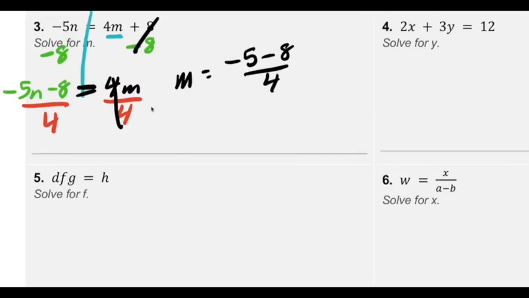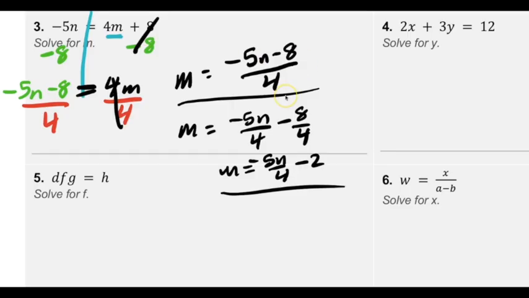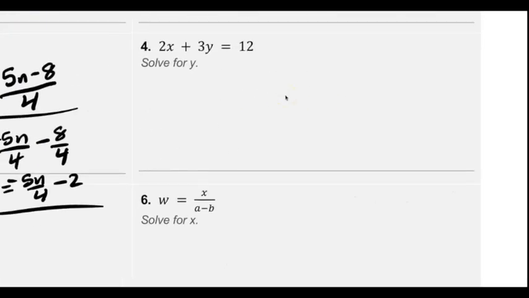Negative 5n minus 8 over 4. And if you want to, you can rewrite it. You could separate it and give yourself this answer. So you write each one separately: negative 5n over 4 minus 8 over 4, also known as negative 5n over 4 minus 2. So that one or that one, equally fine. I don't care, really. Next one, they want you to solve.